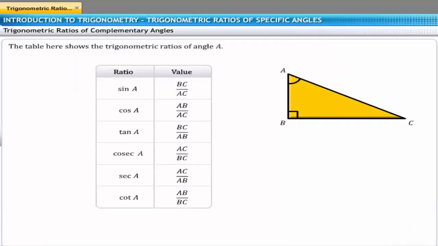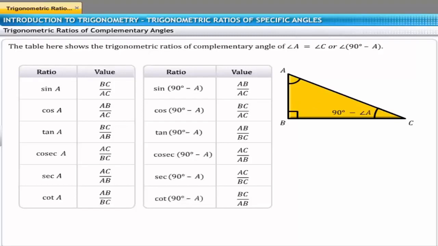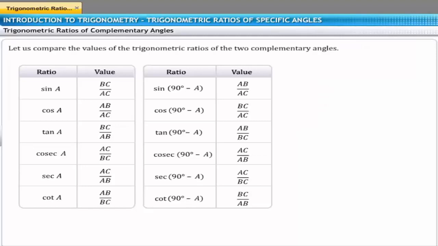The table here shows the trigonometric ratios of angle A. The table here shows the trigonometric ratios of the complementary angle of angle A, that is, angle C, or 90 degrees minus A. Now, let us compare the values of the trigonometric ratios of the two complementary angles.